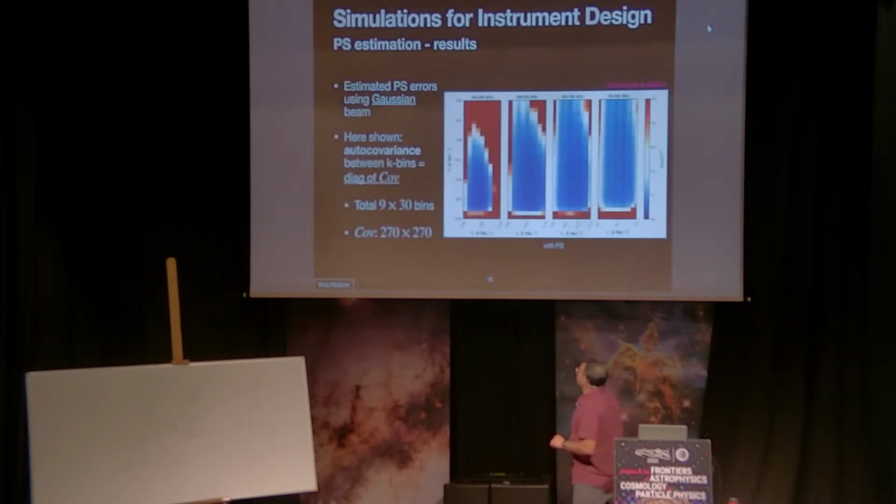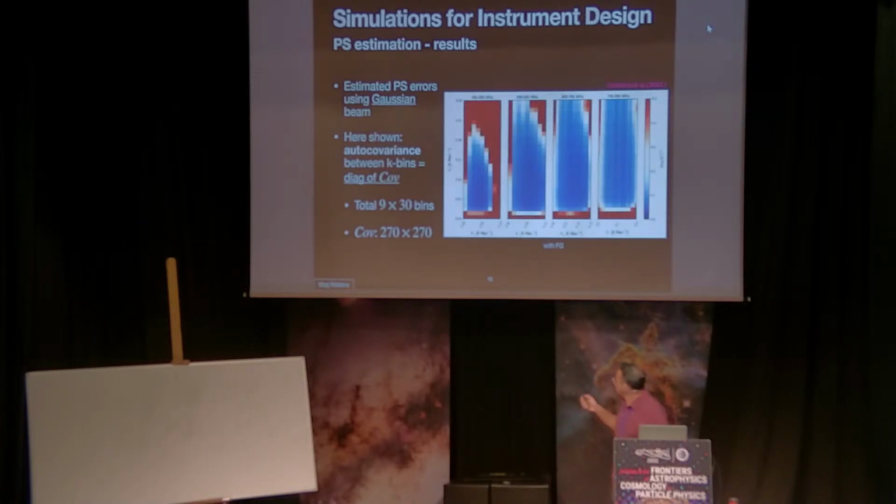Here are some of the results for the 4 frequency bins that we consider in the simulations. What I've shown here is just the power spectrum errors distributed along k perpendicular and k parallel.